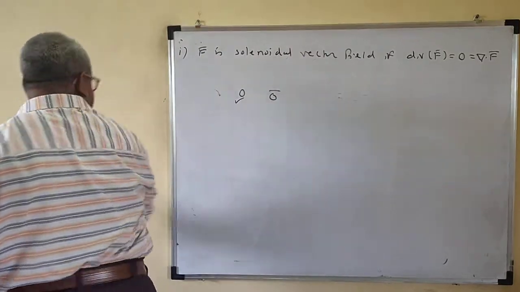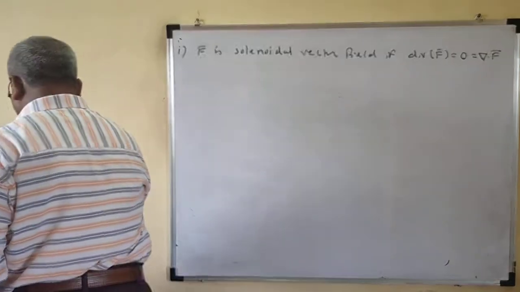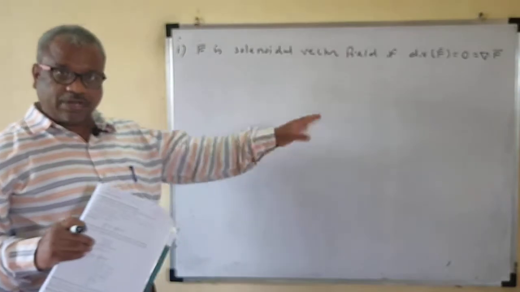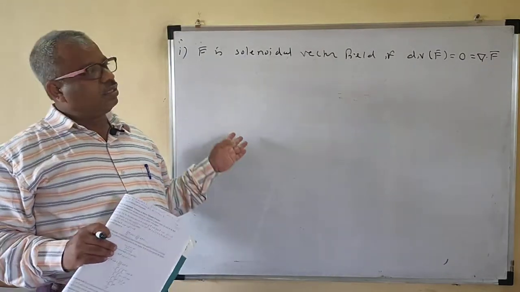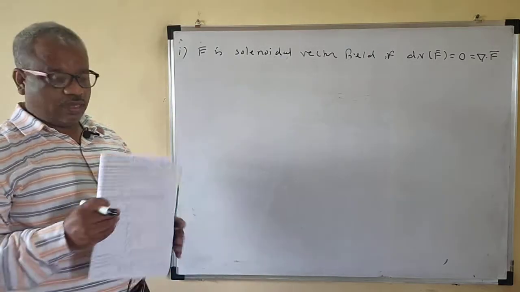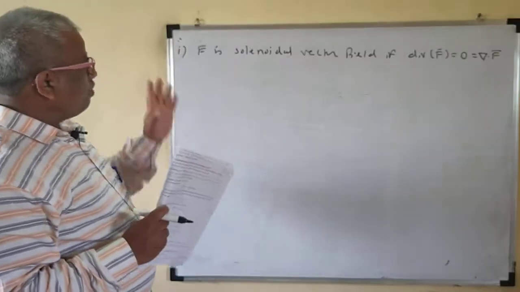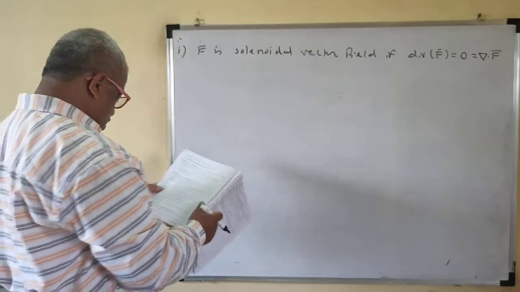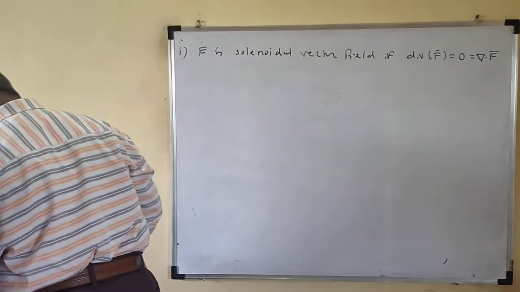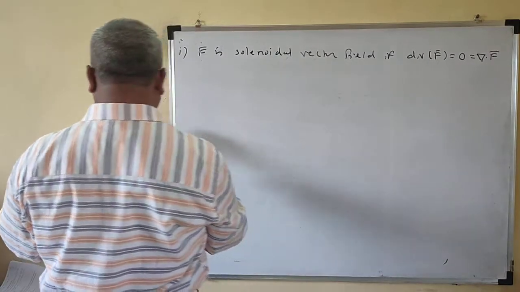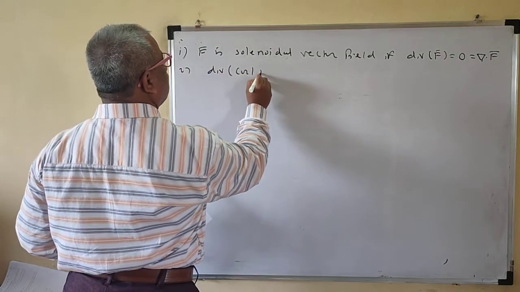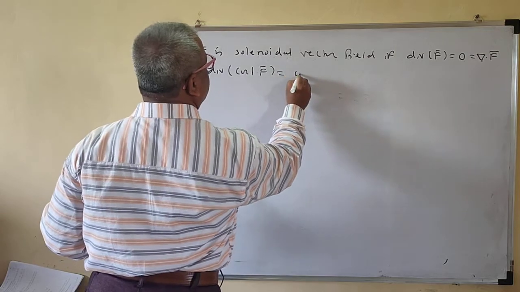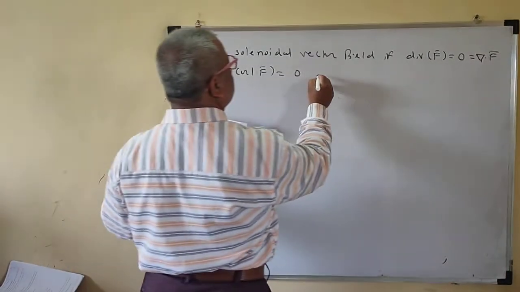You should know that. Which of the following fields is solenoidal? Just find the divergence of each of the vector fields. Whichever gives 0 will be your answer. So remember this. Now we see the properties of the divergence. Second, divergence of curl f bar is 0.